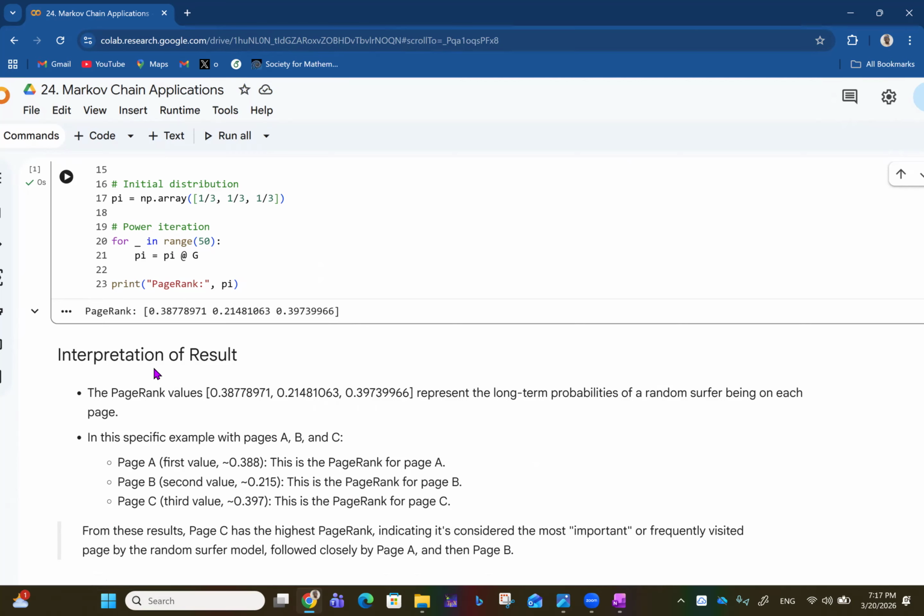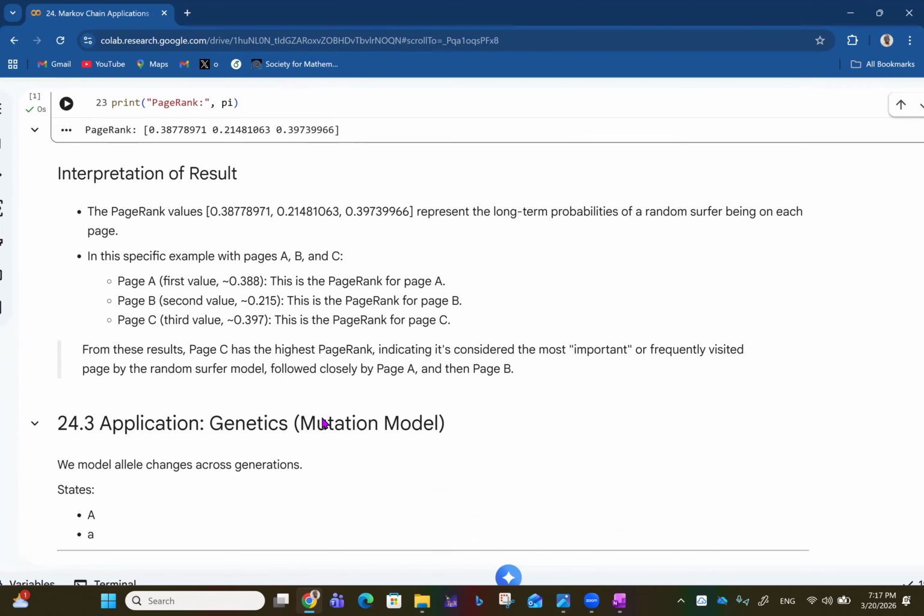So the values, at the end of the day, the stationary distribution tells us how important each of the websites, each of the sites or states can be.